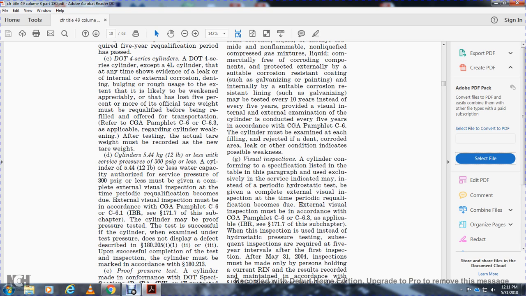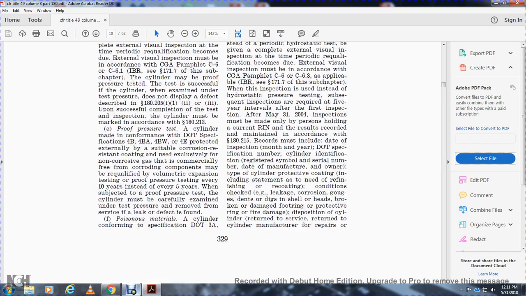Cylinders must be pressure tested. If the test is successful and the cylinders, when examined under test pressure, do not display the defects described in 180.205 I-1, 2, and 3, then after the unsuccessful completion of the test and inspection, the cylinder must be marked in accordance with 180.213.